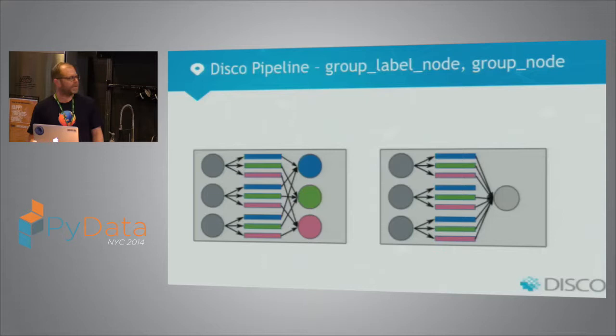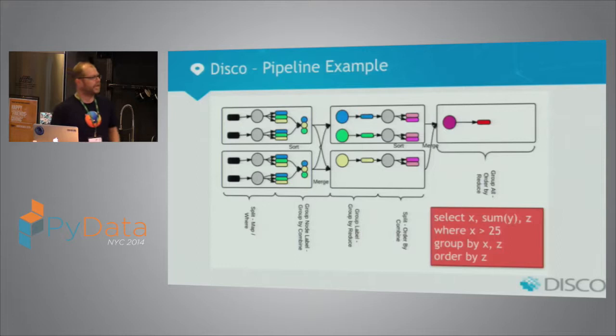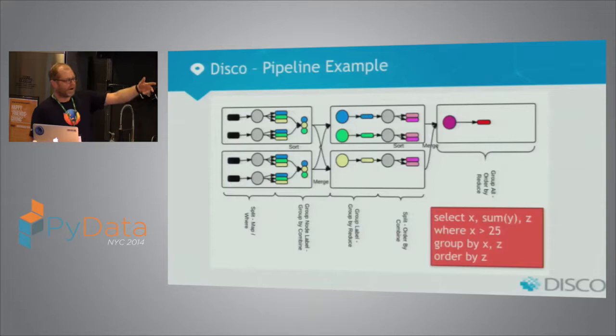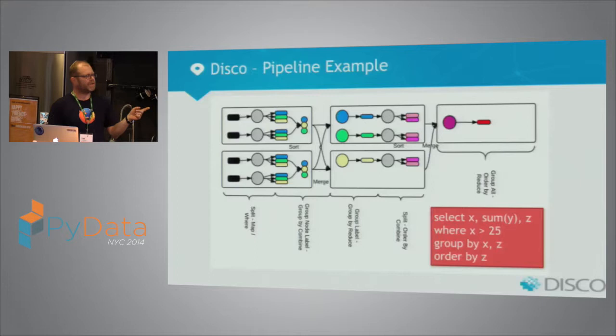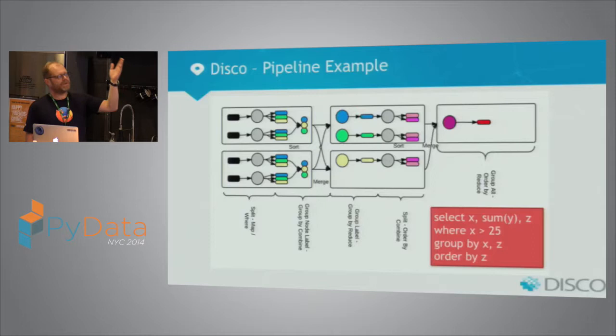So the way that we're going to talk about it, we're going to look at a fairly simple SQL-like statement, and we'll see what it looks like as a pipeline. Down in the bottom, in red there: select X, sum, where, we've got a group by, and we have an order by. This would typically be two MapReduce jobs, because you select your key, which for the group by would be X and Z in your first stage, and then your second key would be Z, because you're going to sort it at the end.